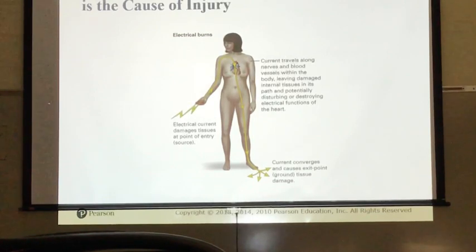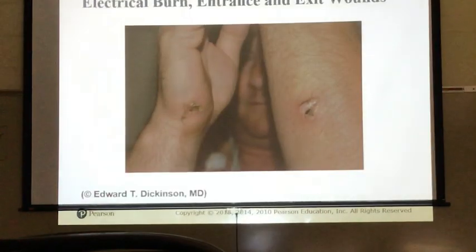Alright. So the entrance is through the hand and the exit is through the foot. It's going to take the path of least resistance. Alright? It goes up to the shoulder, through the heart, and out down the foot. This here is an entrance and exit wound for an electrical burn. Doesn't look like a whole lot, does it?